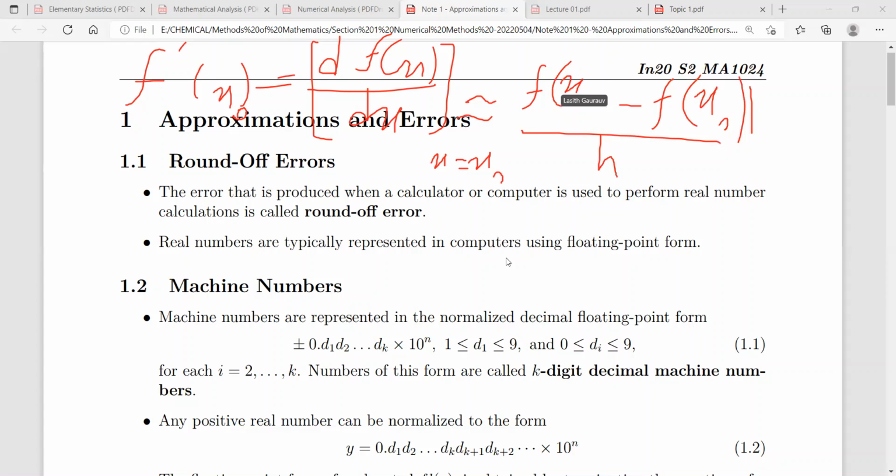f(x₀ + h) − f(x₀) over h. Then let's say x₀ equals 5, then we can take an approximate value for h. Then when taking derivatives, we assume we take the limit as h goes to 0.